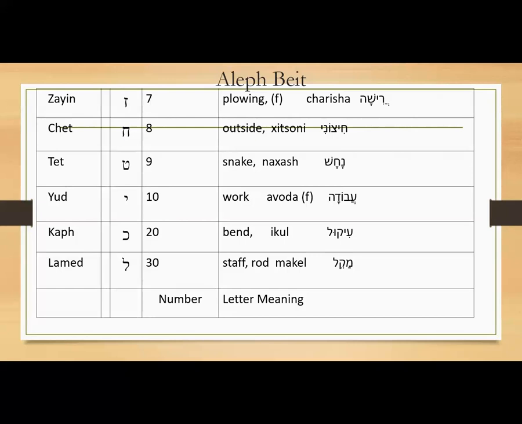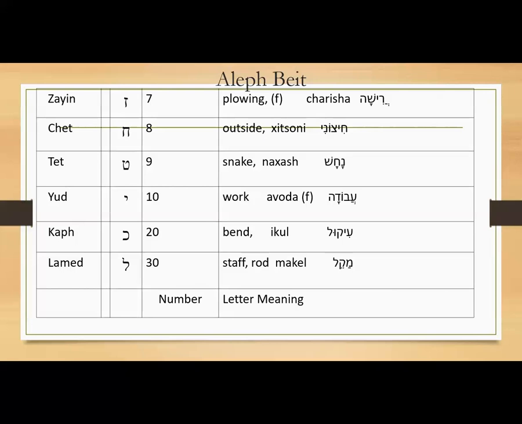Cha, ri, sha. You don't say the H, you just say sha. But you've got to have that last H to complete the spelling. Otherwise, the spelling of the word is wrong. Sorry, there's the cha, it should be there. Cha, ri, sha. Charisha is plowing. Okay, got it? All right.